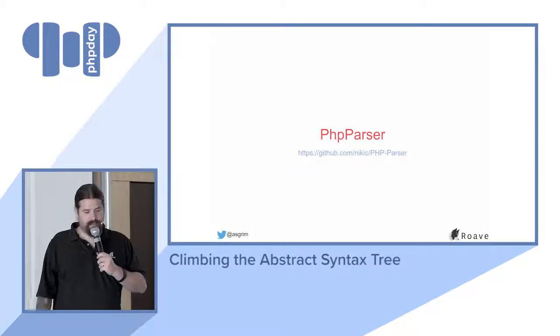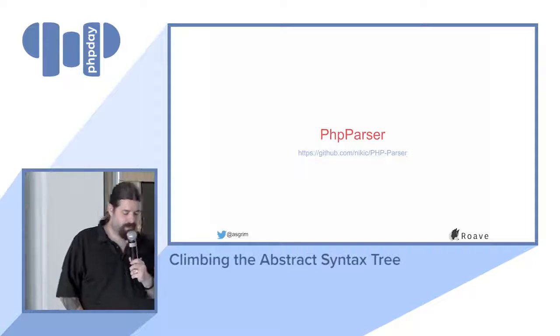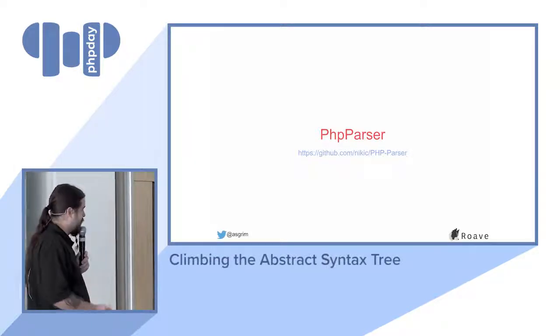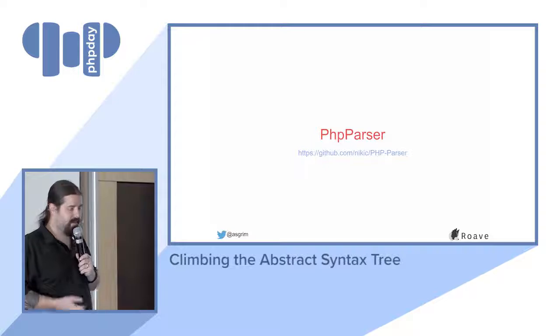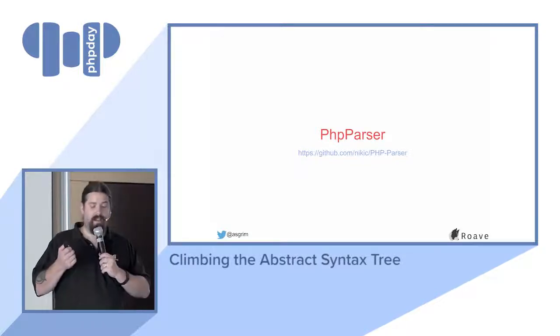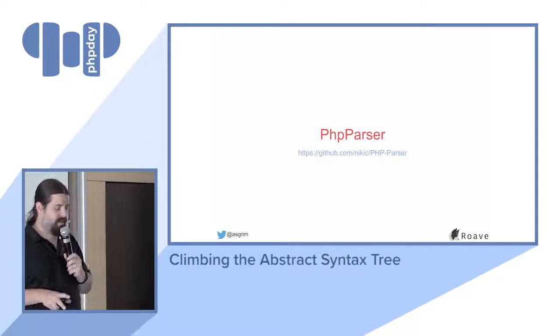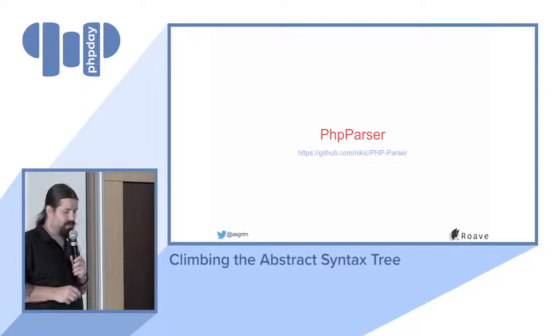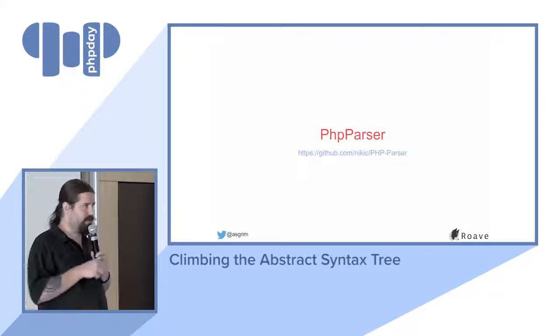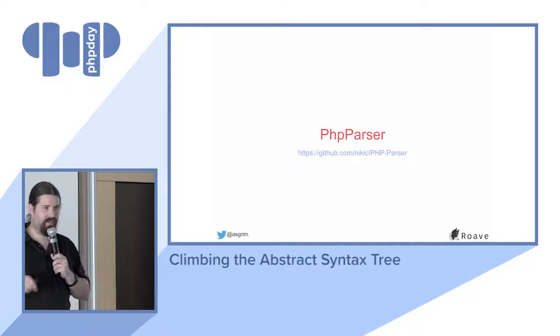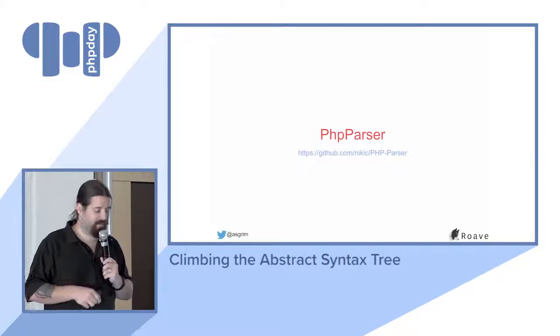All right, let's go into userland now, because that's what we're supposed to be talking about, right? PhpParser is a library, again, written by Nikita Popov. It's more or less the same as the PHP AST extension, but it's written in PHP. So it's a PHP parser written in PHP.